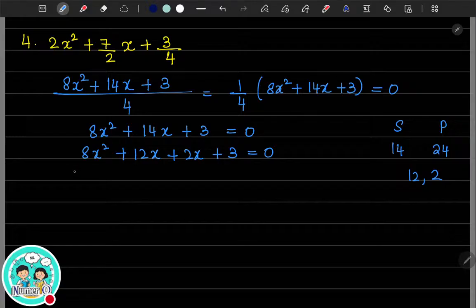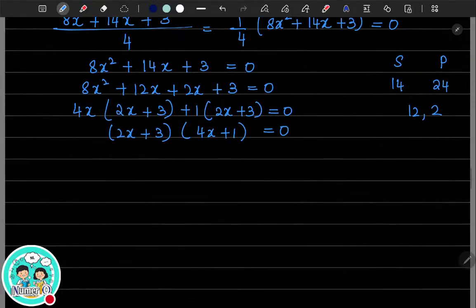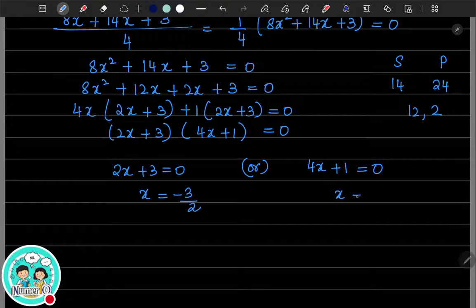So you can take 4x common. You will have 2x plus 3. Again plus 1 common out, 2x plus 3 equal to 0. Between the two terms you have 2x plus 3 common out, and 4x plus 1 is left out, equal to 0. This means that either 2x plus 3 is equal to 0, or 4x plus 1 is equal to 0. So x is minus 3 by 2, and here x is minus 1 by 4. Let this be your alpha and let this be your beta.